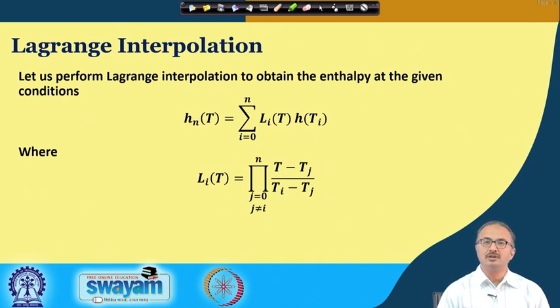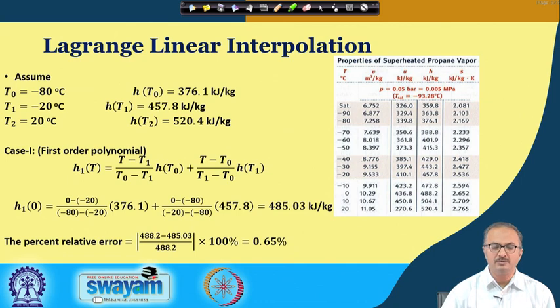Next we go to Lagrange interpolation. Now this formula is different, as we have seen earlier, and in this case we are again going to perform a linear interpolation with the Lagrange polynomial. Now here you see that, as you know, in case of Lagrange we have to take these three things. So we have arbitrarily chosen these three temperatures, minus 80, minus 20 degrees centigrade and plus 20 degrees centigrade, and at these temperatures from this particular table we find the values of the enthalpies. And now we put in the Lagrange formula.